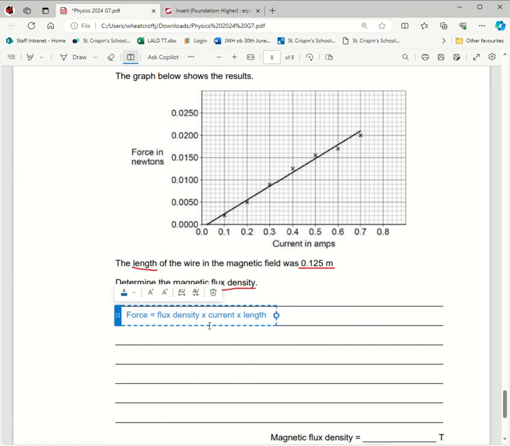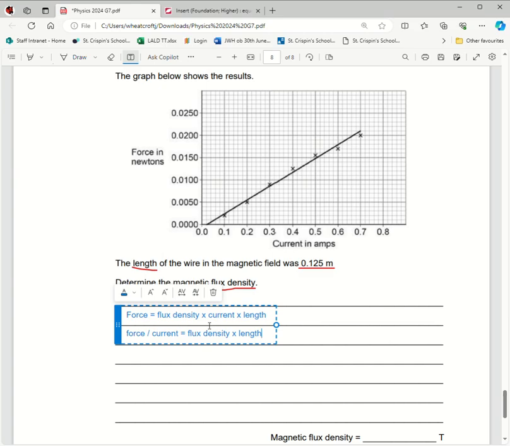And what we're trying to work out is the flux density. So I'm not going to try and completely rearrange this just yet. What I'm going to do is a partial rearrangement at the beginning, and I'm going to get rid of the current from the right-hand side. At the moment it's being multiplied by current, so therefore I need to divide. So force divided by current is equal to the flux density times the length of the wire.